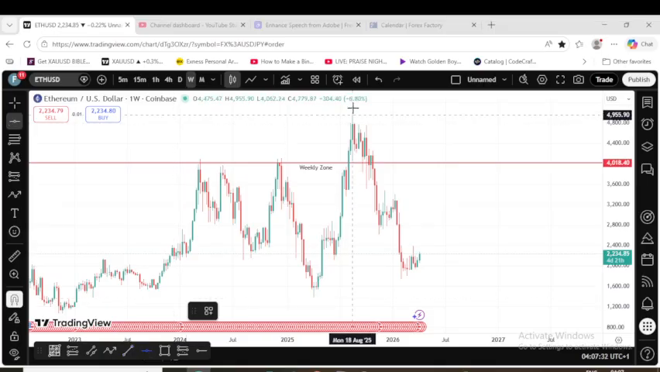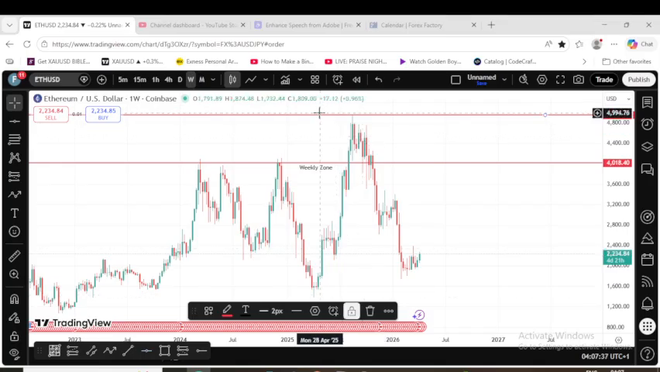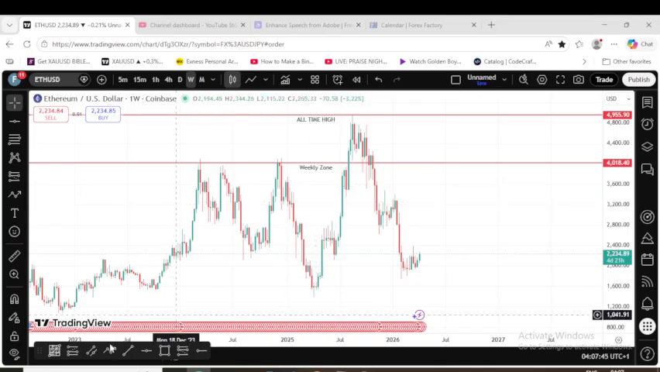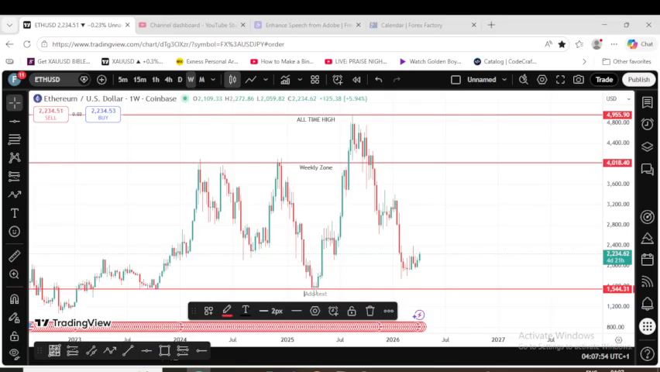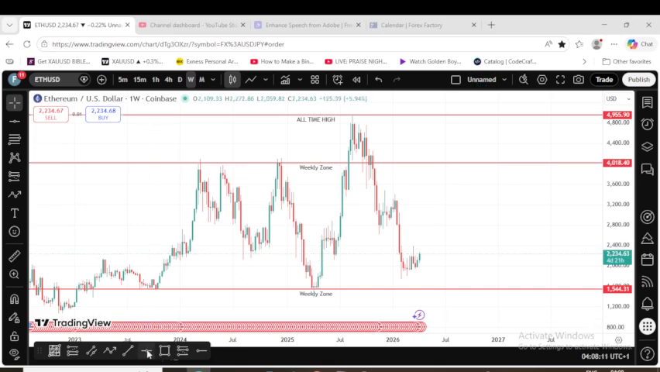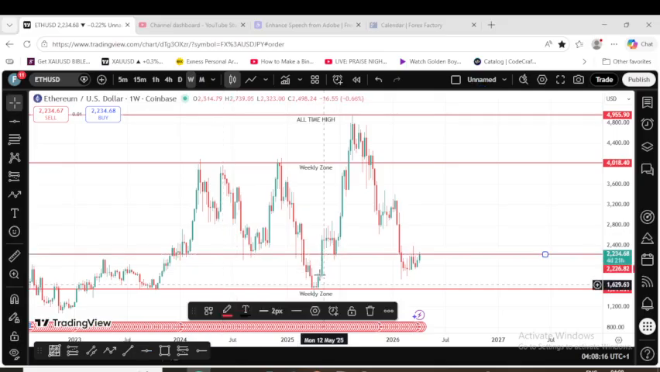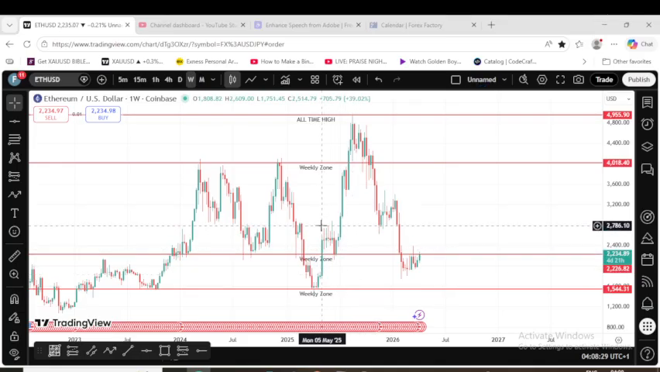This is our all-time high. Stay up on another weekly zone here. Another weekly zone.